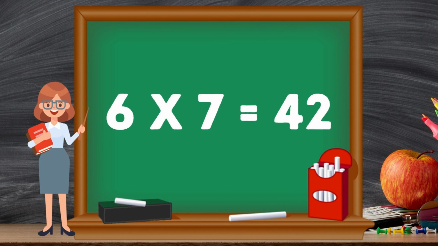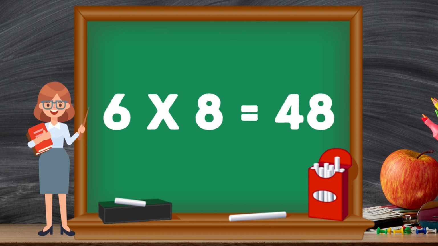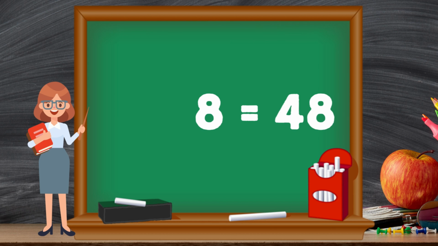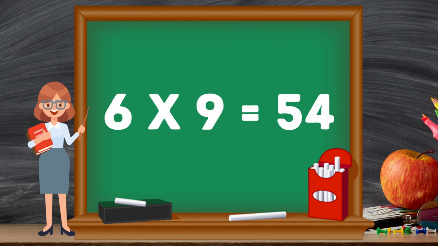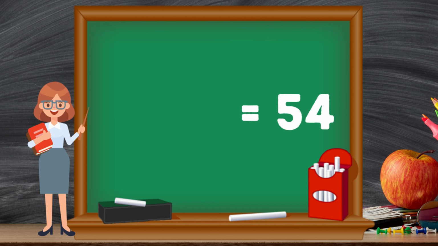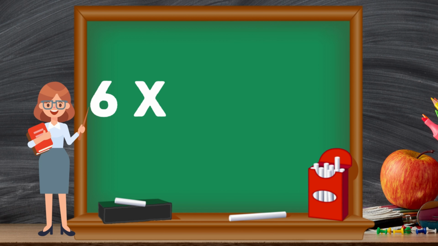Six sevens are 42. Six eights are 48. Six nines are 54. Six tens are 60.